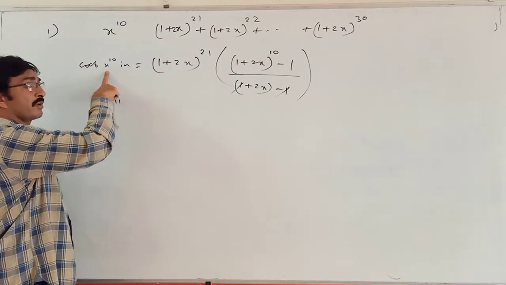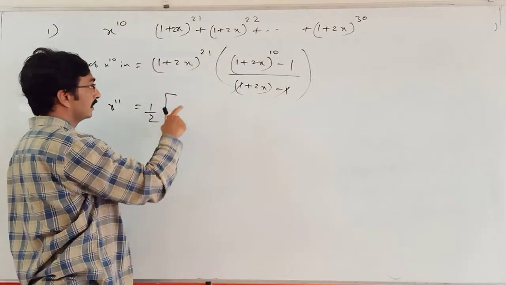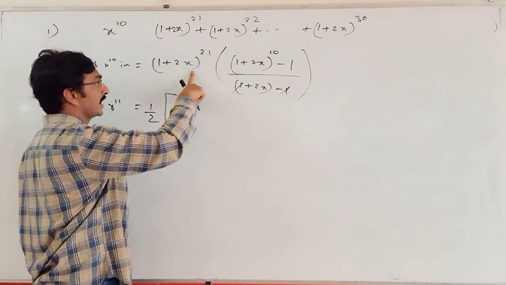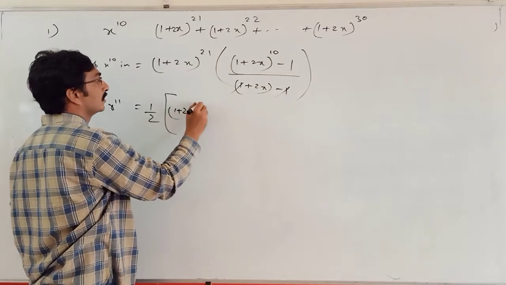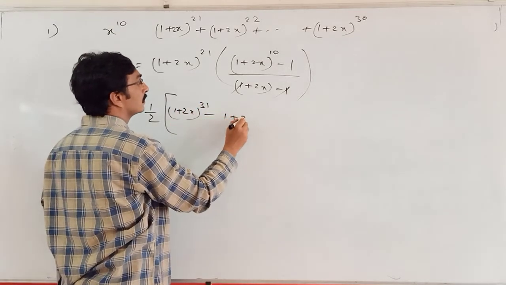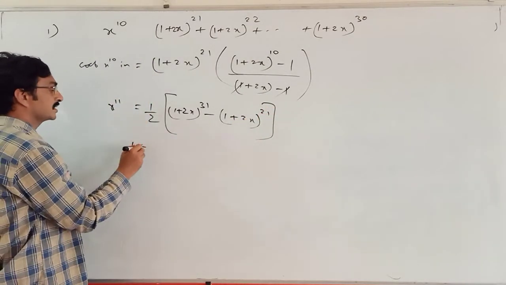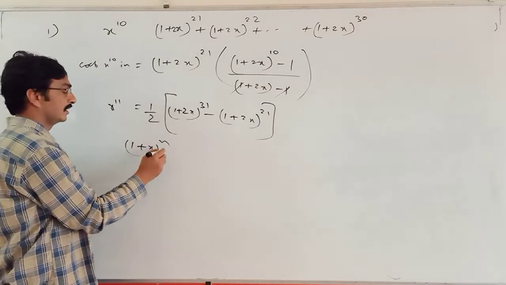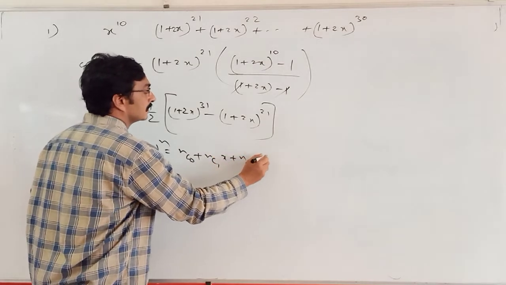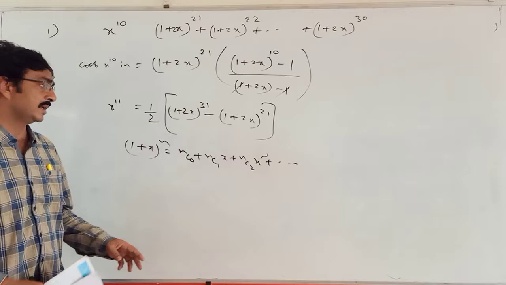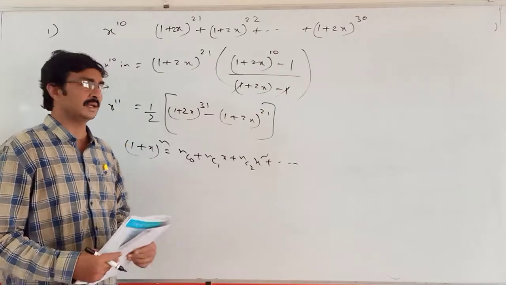So the coefficient of x power 10 in this expansion is nothing but the coefficient of x power 11 in the remaining product, (1 plus 2x) whole power 21 into (1 plus 2x) whole power 10, means (1 plus 2x) whole power 31 minus (1 plus 2x) whole power 22. Okay. So clearly the expansion of (1 plus x) whole power n is nC0 plus nC1 into x plus nC2 into x square and so on. Means x square coefficient is nC2, x cube coefficient is nC3, etc.